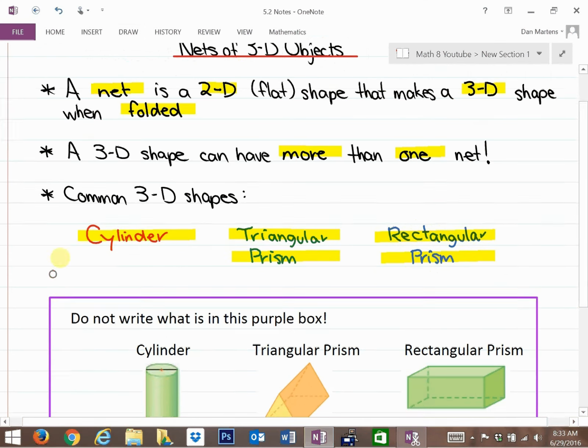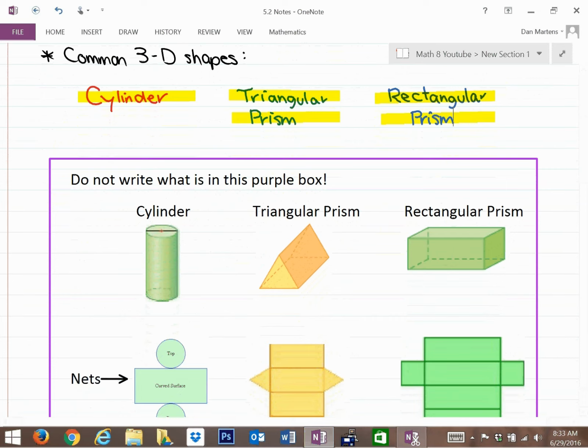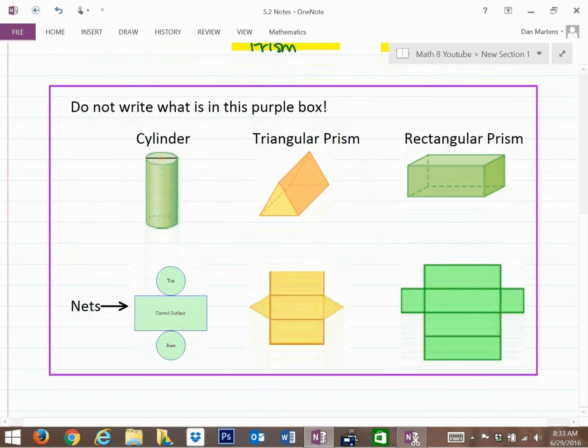So just as a little bit of an intro or a look at the key idea here, don't write what's in the purple box, but here's the idea. If we took a cylinder, which is a pop can, and unfolded it, that would be its net. If you unfolded it, you'd have two circles, and the curved surface would fold out to be a rectangle. If you took a triangular prism and unfolded it, this would be one possible net for that triangular prism. And you could fold it to make the triangular prism, and if you unfolded a rectangular prism, you'd have a net that looks like that. So understanding the views of things and how to unfold them is going to be important as we move forward in this chapter.